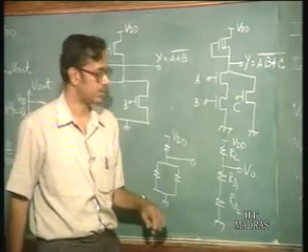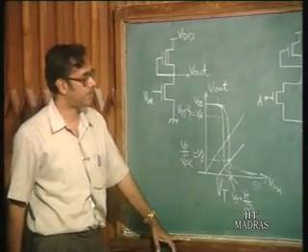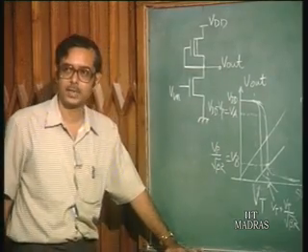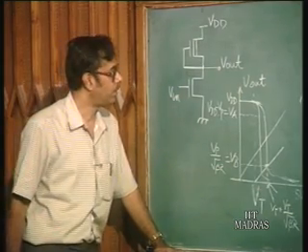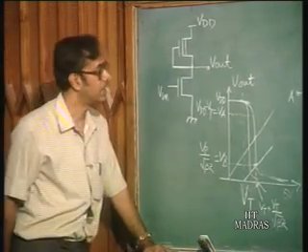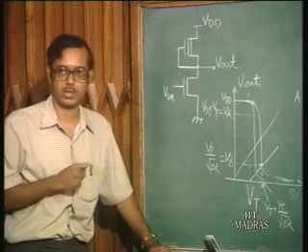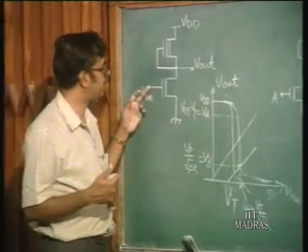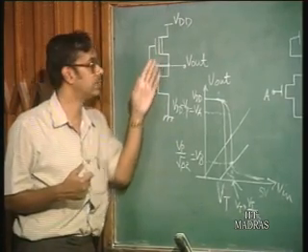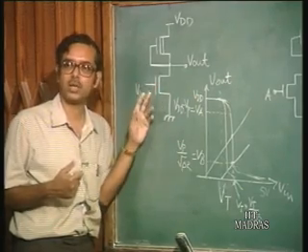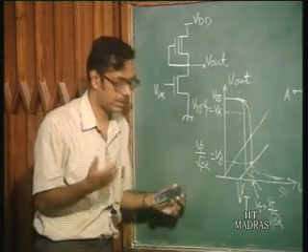So this is the depletion mode load, but this configuration also has its problems. One can think of improvements of this. The problem one sees is that this load device is always on. So what is the problem if the load device is always on? For example, if the driver transistor is on, you have a static power dissipation. That is, this is always conducting. So if the input is high, there is a current flowing, which if it could be avoided, of course it is better.